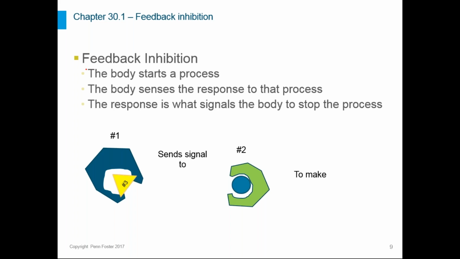So that is how feedback inhibition works. The process started over here with this one, and the result was making these things, these number 3s, and that's what went back and inhibited the process, what stopped the process. So it's the feedback that inhibits the process, feedback inhibition.